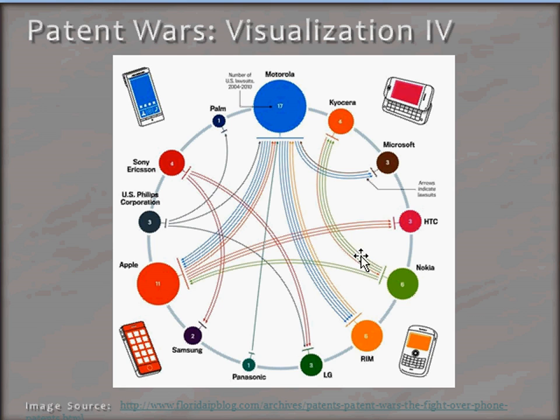So you can see in this relationship, for example, between Kyocera and Nokia, that there are lawsuits going in both directions, but most are coming from Nokia.